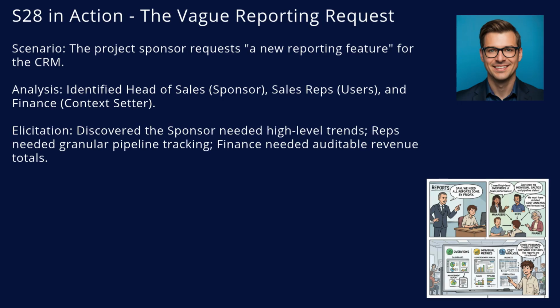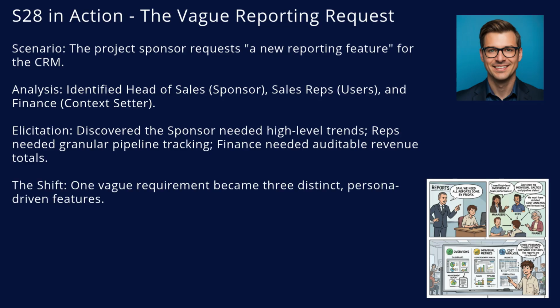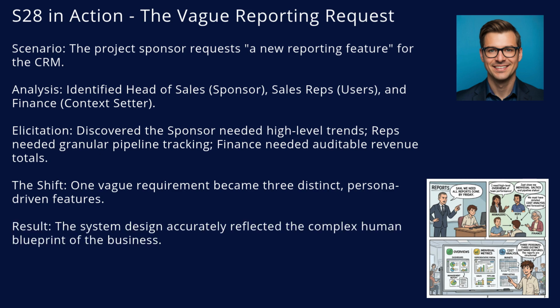You then apply your elicitation techniques. You discover the head of sales needs high-level performance trends. The sales reps need granular, daily tracking of their individual pipelines. Finance needs guaranteed, auditable revenue totals for compliance. The strategic shift is that one vague requirement has now been broken down into 3 distinct, persona-driven system features. The result of this process is that the final system design accurately reflects the complex human blueprint of the business, ensuring high adoption rates and eliminating expensive rework.